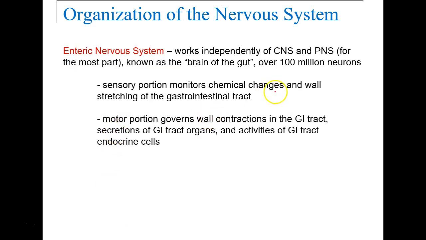Enteric nervous system, also known as the brain of the gut. As you can see, over 100 million neurons. So we have just about as much in the enteric nervous system as we do in the spinal cord. A lot happening here. So sensory input through the gastrointestinal wall. Motor output through the GI tract with secretions and smooth muscle contractions.